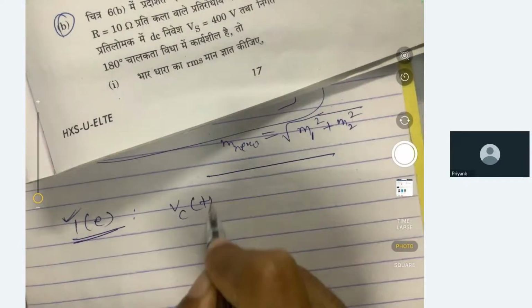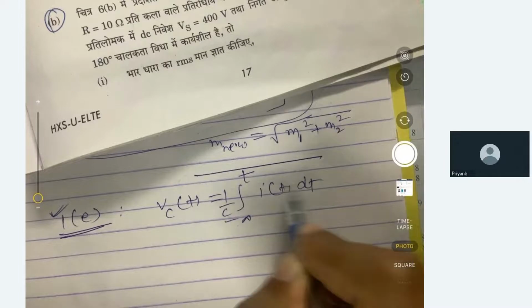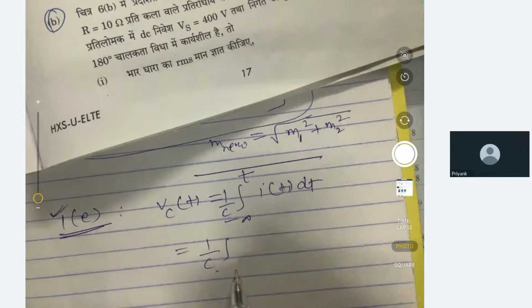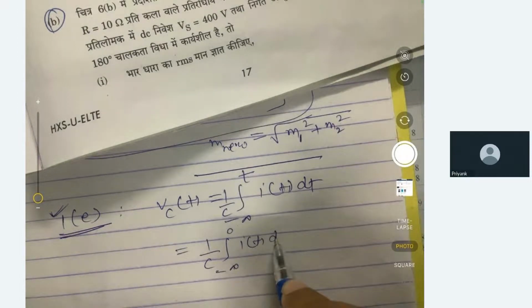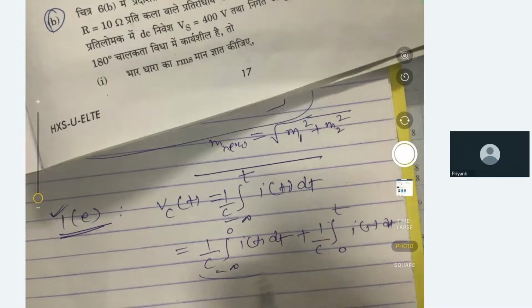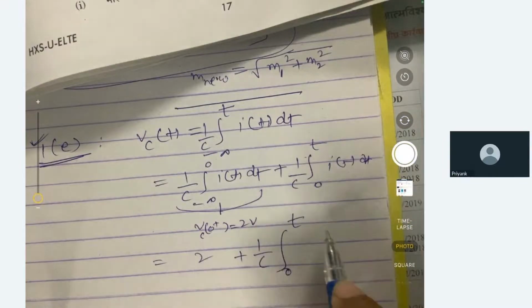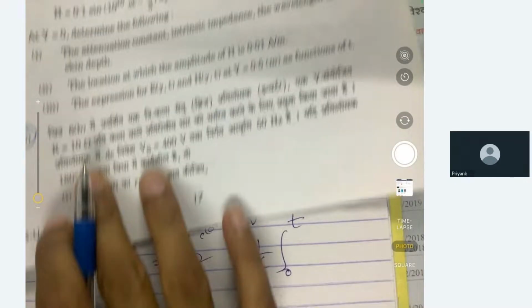VC(t) is equal to 1 upon C integral minus infinity to t of i dt. So 1 upon C integral minus infinity to 0 of i dt plus 1 by C integral 0 to t of i dt. Given VC(0+) is equal to 2 volt, so we will simply add this 2 volt and 1 upon C integral 0 to t. I(0+) is written as 2 by 3.